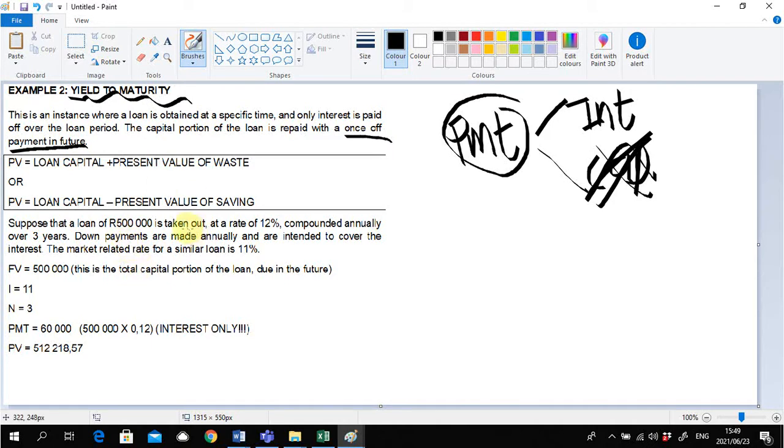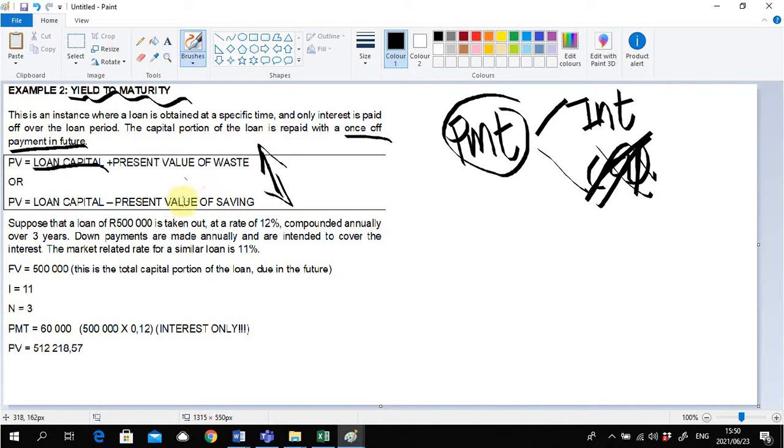due in the future. And this present value is the loan capital that you need to pay in future, plus the present value of whatever money you've wasted, or it is the capital of the loan that you will pay in the future, minus the present value of whatever money you've saved. So right now, this statement will seem very abstract. It will not make sense to you. And as I always say, accounting is difficult to explain in words, and that's why I have an example.